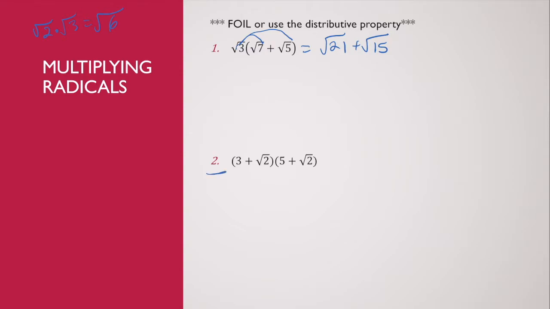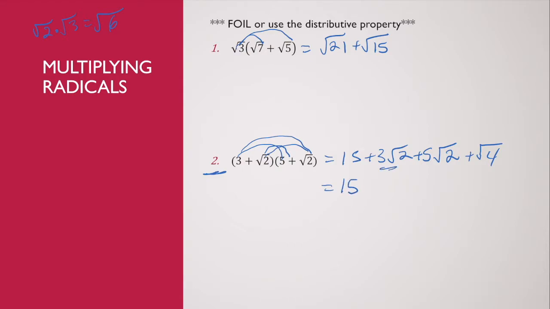So for problem 2, we're going to use first, outer, inner, last. So we're going to FOIL. 3 times 5 is 15. 3 times the square root of 2 is 3 square root of 2. Square root of 2 times 5 is 5 square root of 2. And the square root of 2 times the square root of 2 is the square root of 4, which is going to simplify. So I have 15.